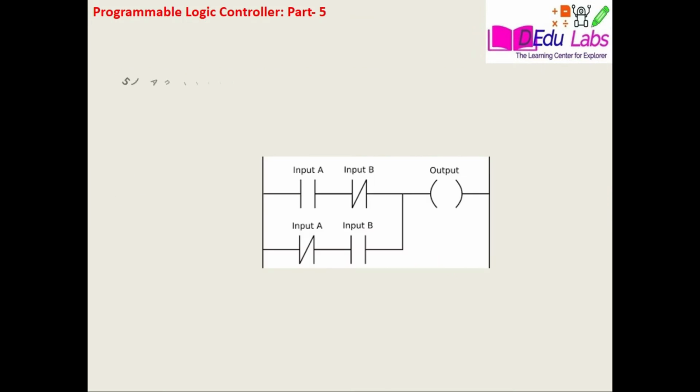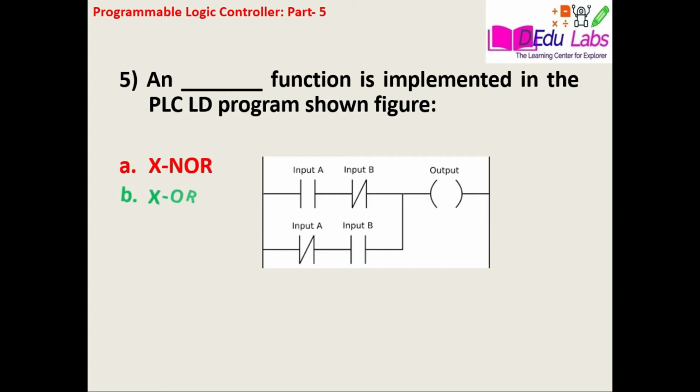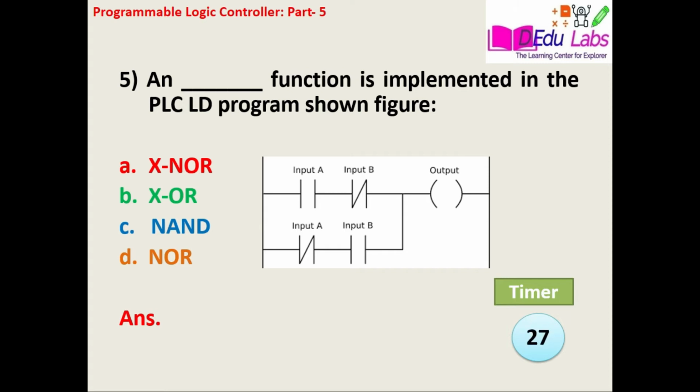Question number 5. An blank function is implemented in the PLC LD, that is, a ladder program, as shown in the figure. Option A, exclusive NOR; option B, exclusive OR; option C, NAND; option D, NOR gate. See, in this figure, there are two inputs, input A and input B. And there are different types of switches, normally open NO and normally closed NC switches.